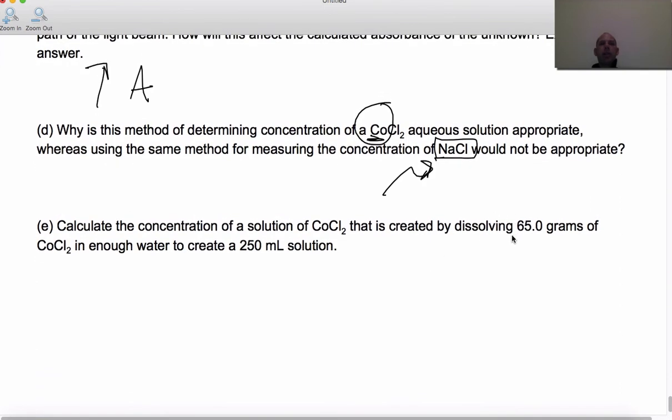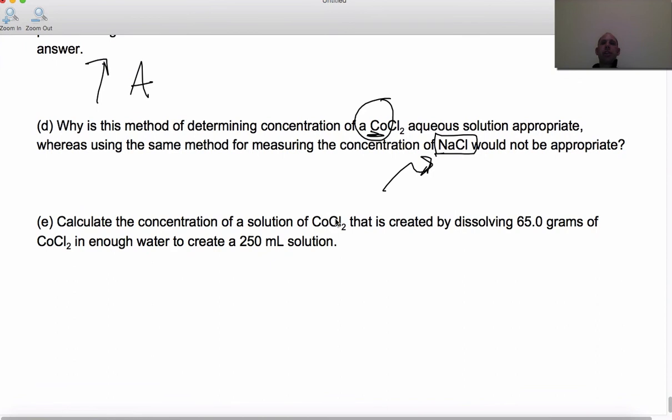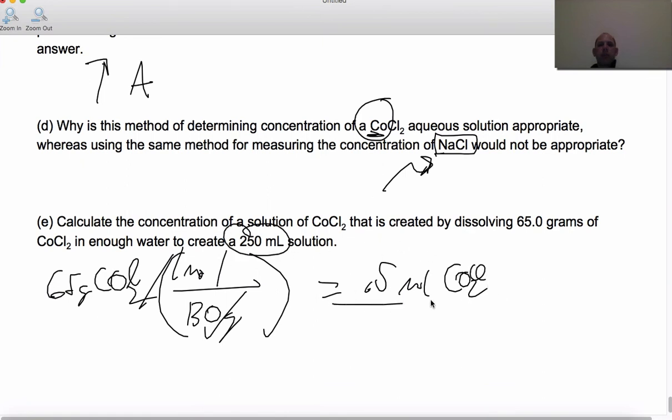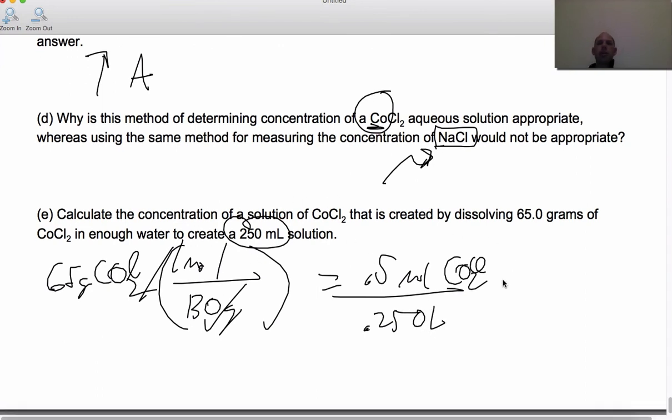In this case, they want you to calculate the concentration of a solution of CoCl2. So you have 65 grams of CoCl2. We know that it's about 130 grams per every 1 mole. That's going to give us 0.5 moles of CoCl2 divided by the volume, which is going to be 0.25 liters. Remember that there's 1,000 milliliters in every 1 liter.